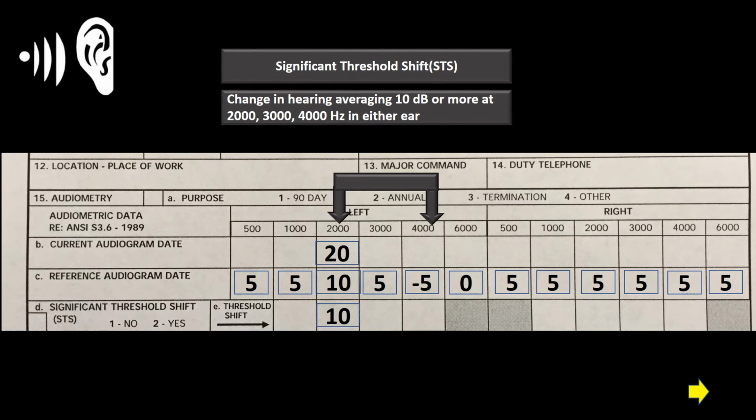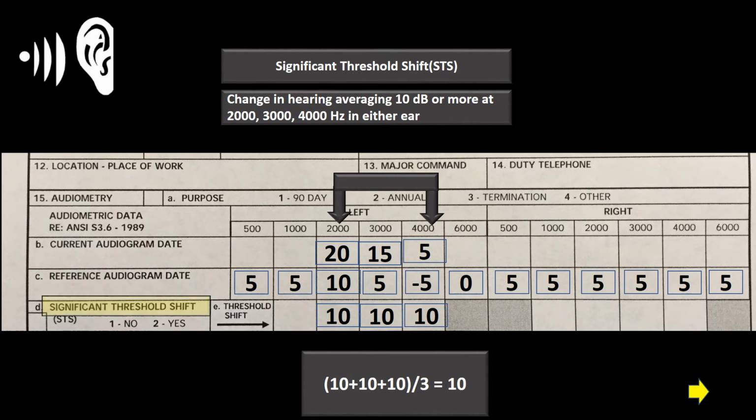And then at 3,000, we'll say it took them to 15, right? Well, previously they heard it at 5, so we have another shift of 10. And we'll say at 4,000, they heard it at 5. Well, they were at -5 before, so again, that's a shift of 10. So when we average these, we just get the mean. 10 plus 10 plus 10 divided by 3 equals 10. So they have an average 10 decibel threshold shift. So we would call that a significant threshold shift because of the average.